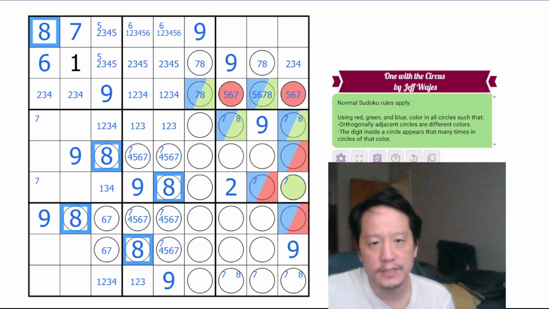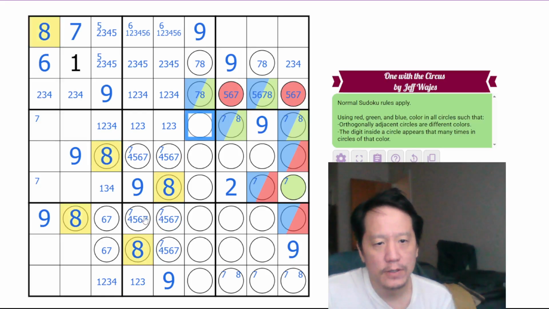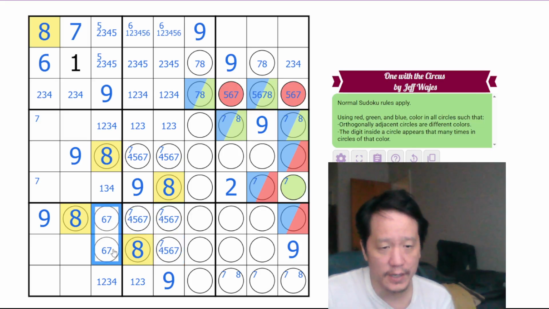So again, 8s have to be yellow. We had this coloring here. This is a different coloring than both of these. These cannot be yellow. These cannot be yellow. And this can't be yellow. These can't be yellow. So this has to be some combination. Whatever color this is cannot be here, and it can't be yellow either.